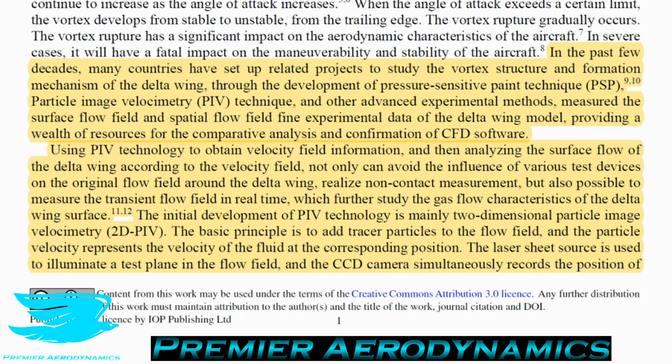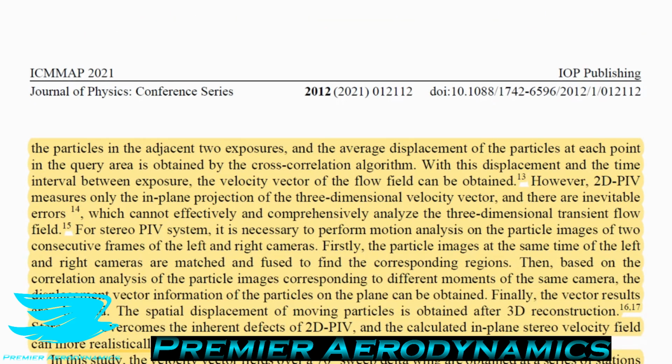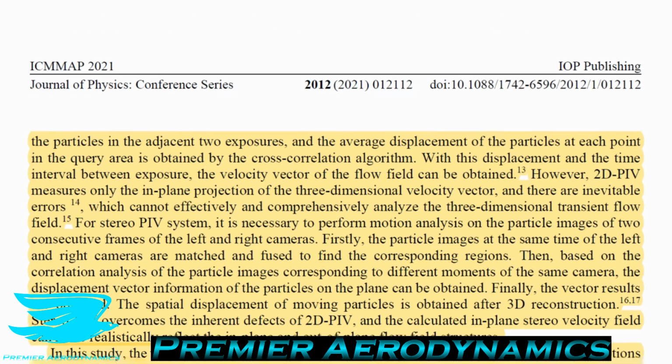So the initial development of PIV technology is mainly two-dimensional particle image velocimetry, so 2D PIV. The basic principle is to add tracer particles to the flow field, and the particle velocity represents the velocity of the fluid at the corresponding position. The laser sheet source is used to illuminate the test plane in the flow field, and the CCD camera simultaneously records the position of the particles in the adjacent two exposures.